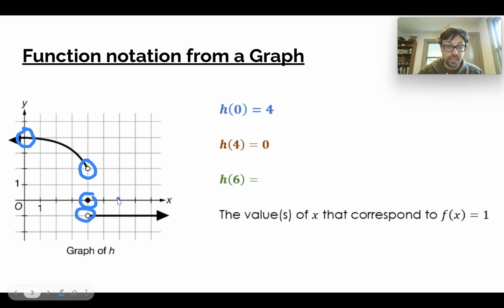If we wanted h of 6, that's when x is 6. And so then we get the y value down there, which is going to be -1.